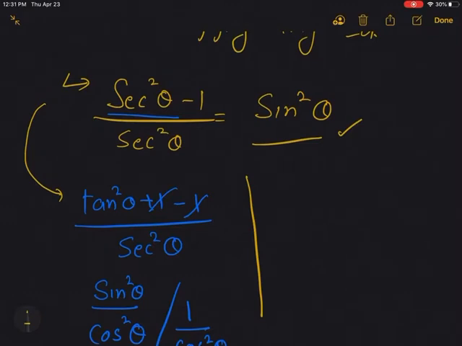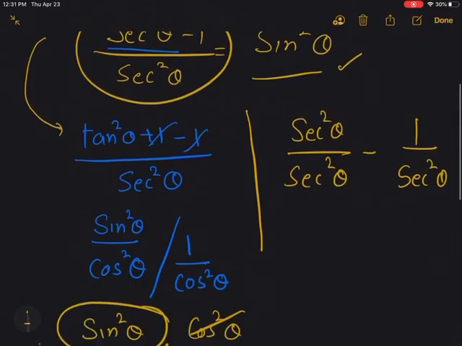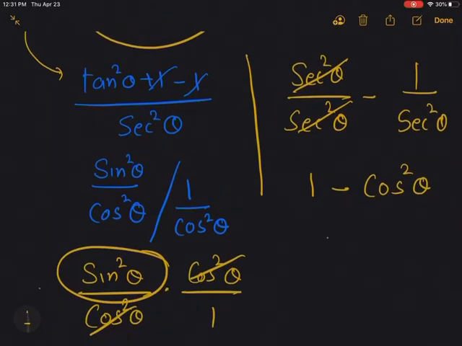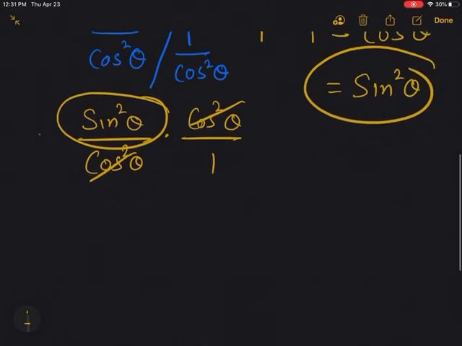Another way could be, what I see is this is one big fraction. You can even split it up into two different ones. Like I could do secant squared theta over secant squared theta, minus 1 over secant squared theta. Secant divided by secant is going to get canceled out, so I have 1 minus. 1 over secant squared is equal to cosine squared. So 1 minus cosine squared is equal to sine squared theta, which is still the same thing. Here you go. So either way is fine. That was my first example.